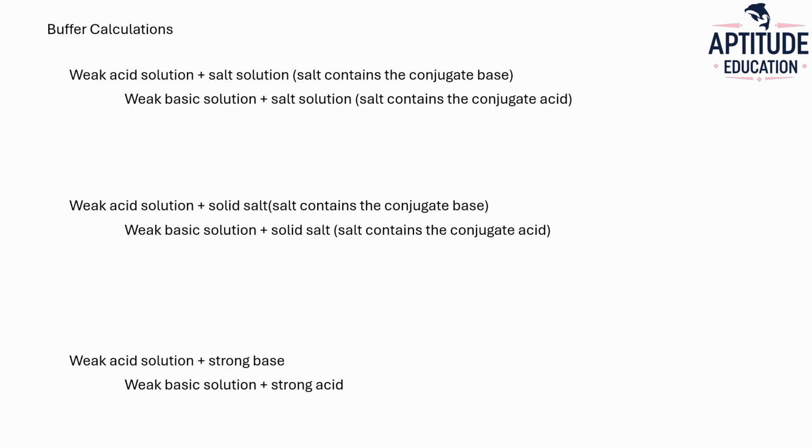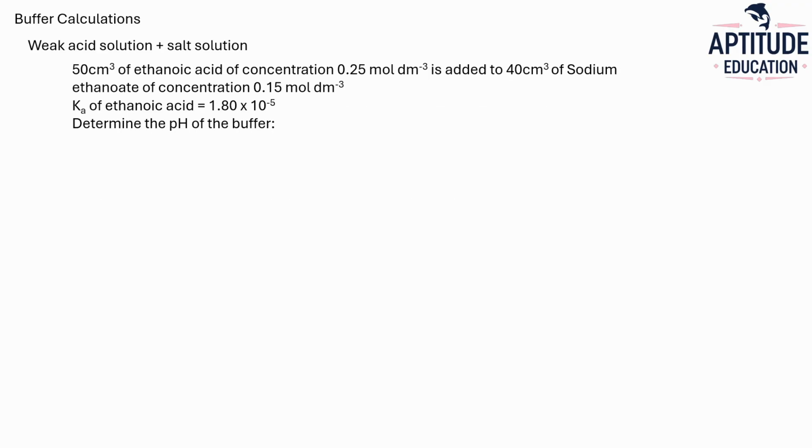On the screen, you will see some scenarios you may come across in a buffer calculation. These scenarios are the context in which a buffer is made. In this first scenario, our buffer is made from a weak acid solution and a salt solution. And it's done by combining 50 cm cubed of ethanoic acid of concentration 0.25 moles per decimeter cubed, which is added to 40 cm cubed of sodium ethanoate of concentration 0.15 moles per decimeter cubed. The Ka of ethanoic acid is 1.5 times 10 to the minus 5. Determine the pH of the buffer.